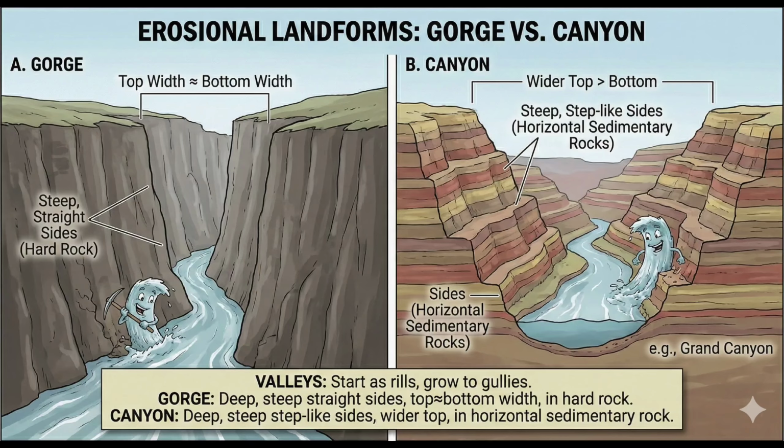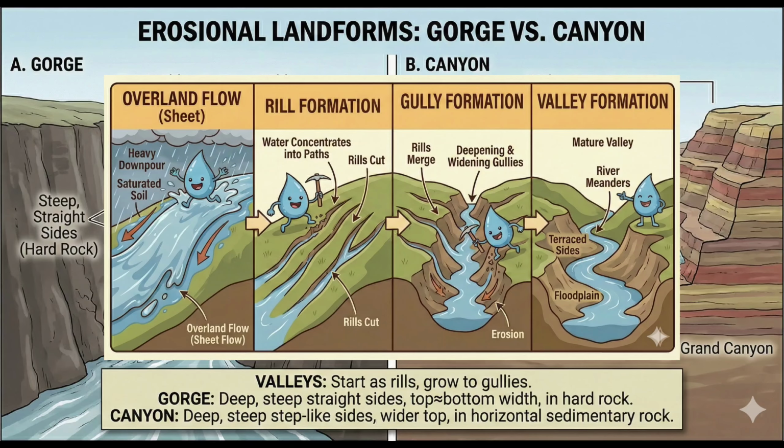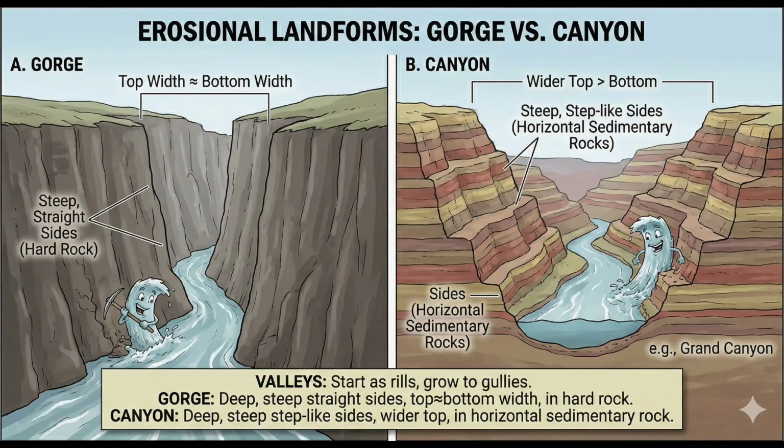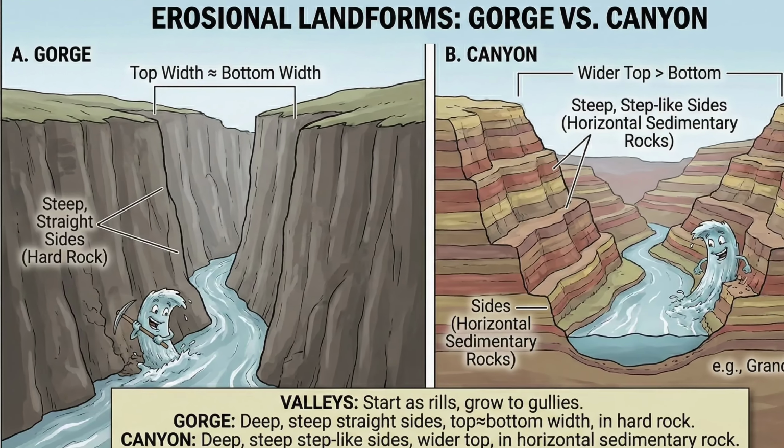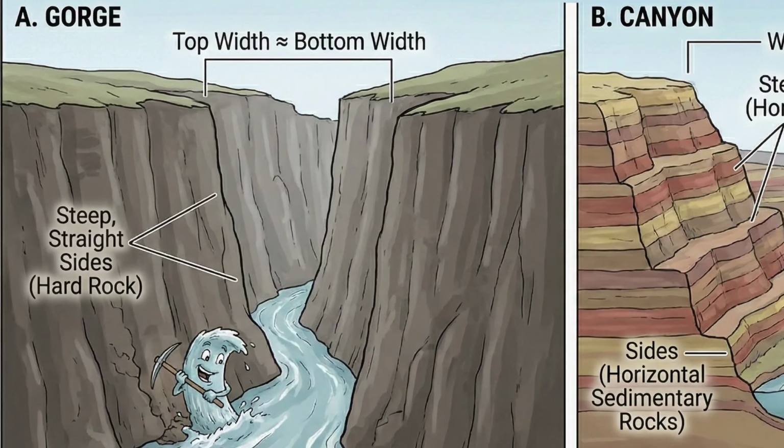Erosional landforms of running water. Let us look closely at the specific sculptures carved by running water. A. Valleys. Valleys start as small rills and grow into gullies. Depending on the dimensions, we distinguish between a gorge and a canyon. A gorge is a deep valley with very steep straight sides. The width at the top is almost equal to the width at the bottom. Gorges usually form in hard rocks.